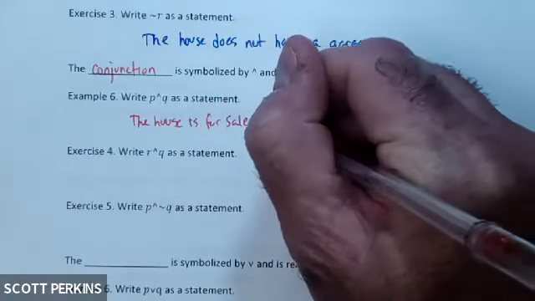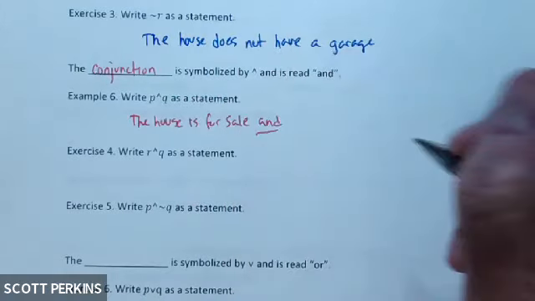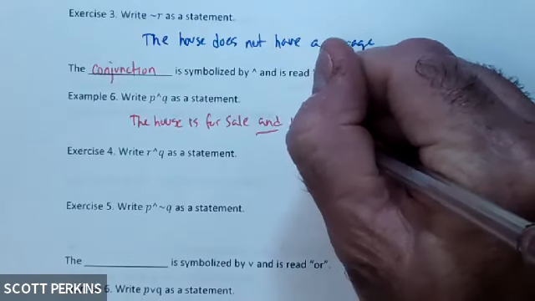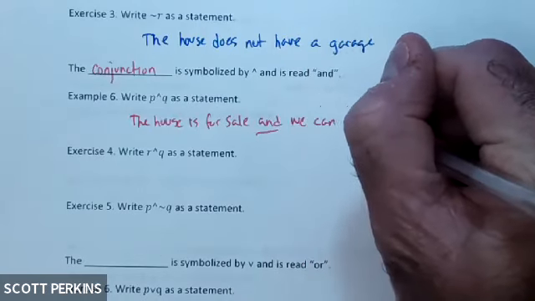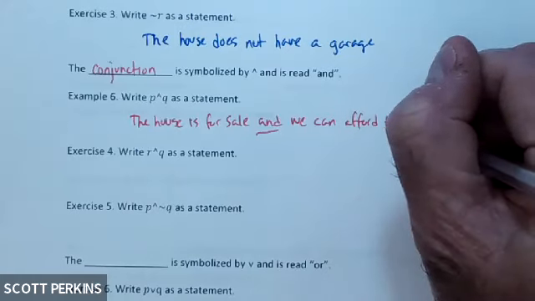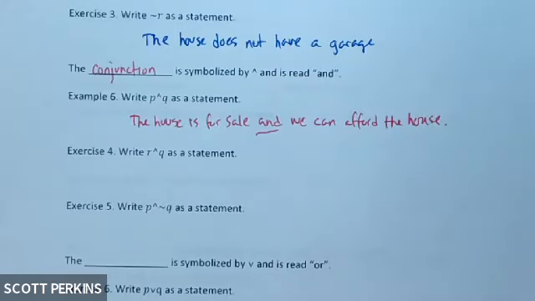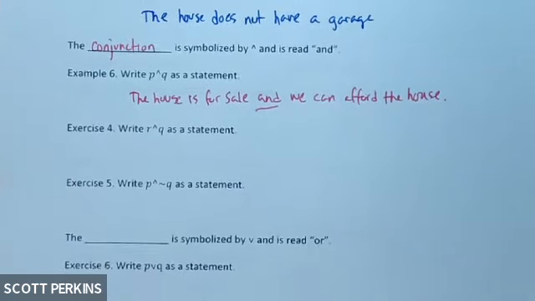The caret means and, I'm going to underline it, that's the caret. And then Q is we can afford the house. We okay with that? Anybody got a question about it? I love questions, so just remember, don't be shy or anything. Exercise 4, then do the one right below it.